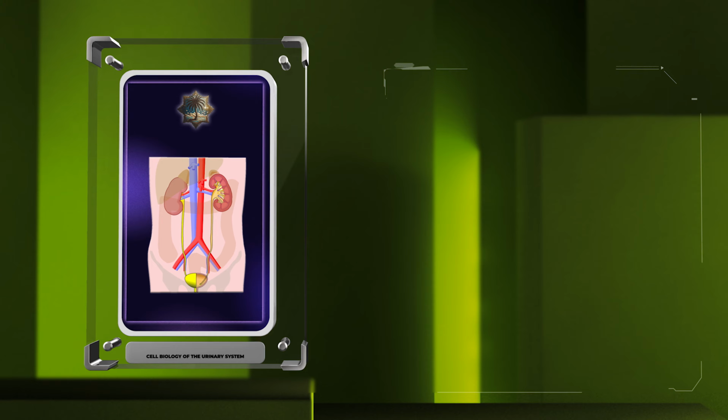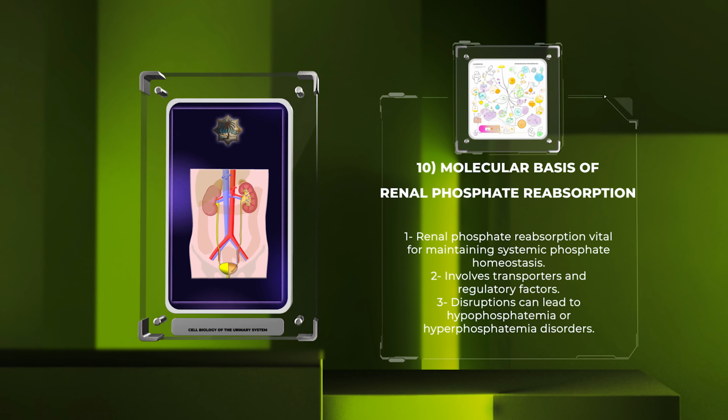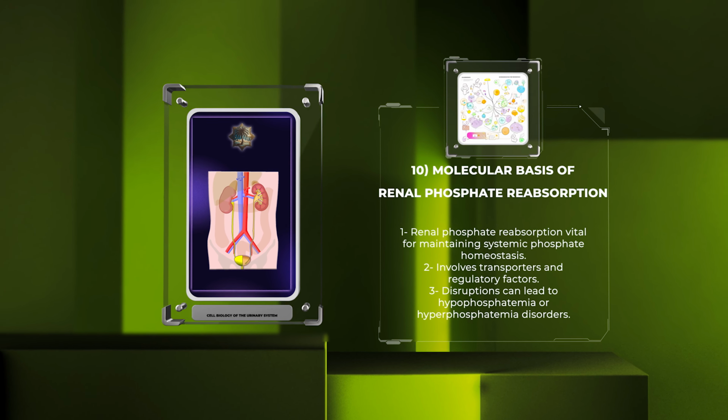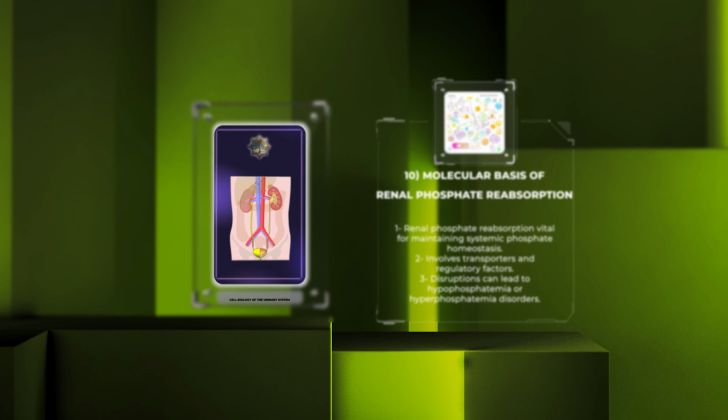The reabsorption of phosphate in the kidneys is vital for maintaining systemic phosphate homeostasis. Several transporters and regulatory factors are involved in renal phosphate reabsorption. Disruptions in the molecular mechanism of phosphate handling can lead to disorders such as hypophosphatemia or hyperphosphatemia.